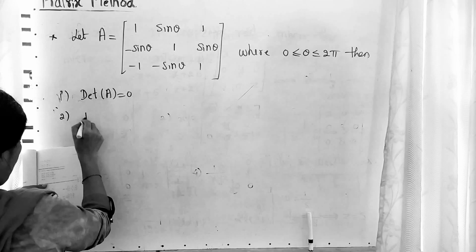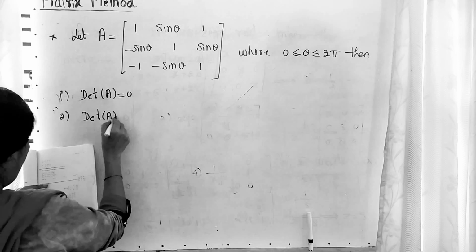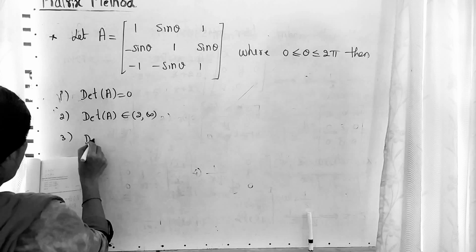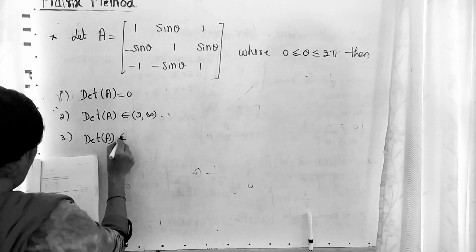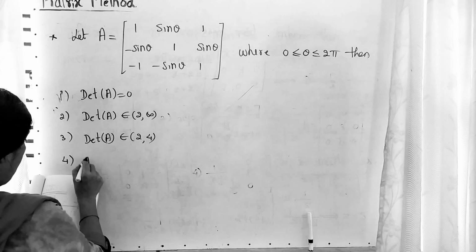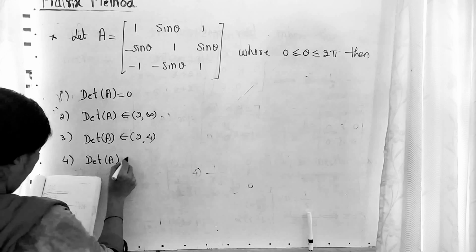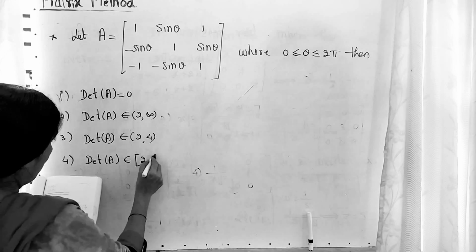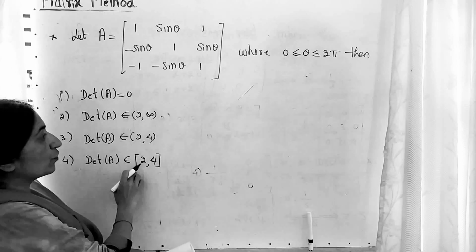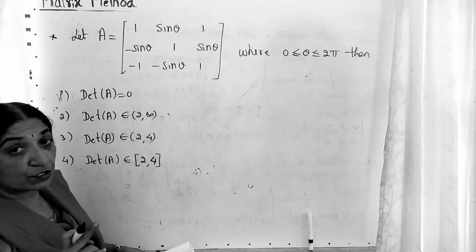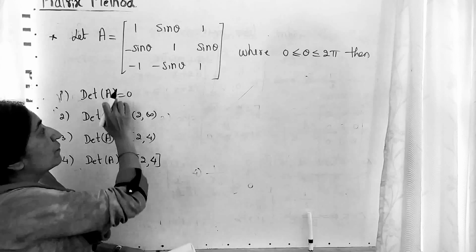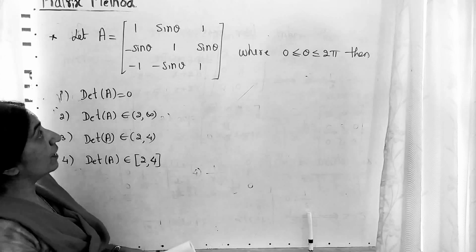Second one, determinant of A belongs to 2 comma infinity. Third one, determinant of A belongs to 2 comma 4 open interval. Next, determinant of A belongs to 2 comma 4 closed. So I am giving you one hint. Either it must be the first one or the fourth one. Why? Because theta is lying between 0 to 2 pi in the closed interval. Closed interval is present only in the last. But we don't know what the determinant of A is. That's why we have to check.